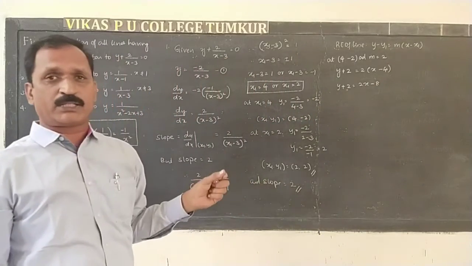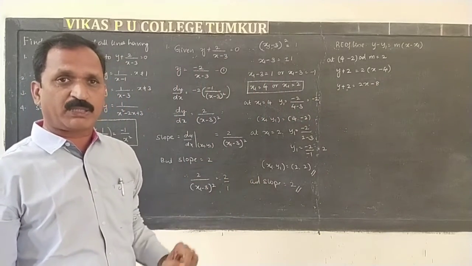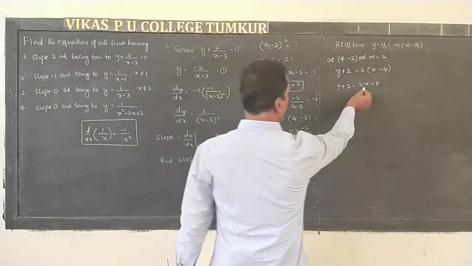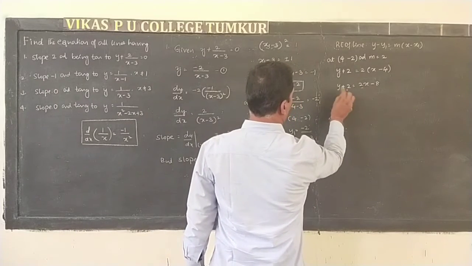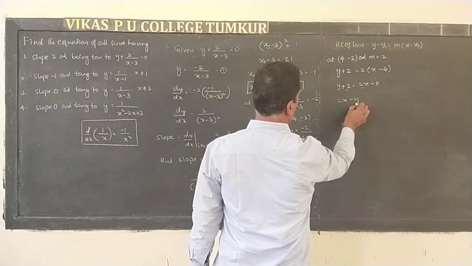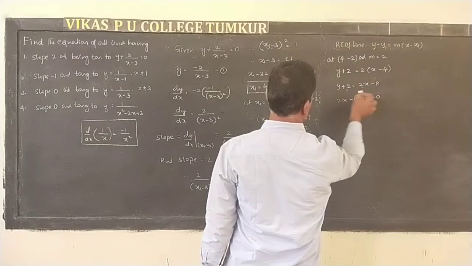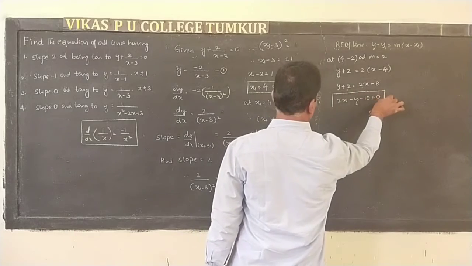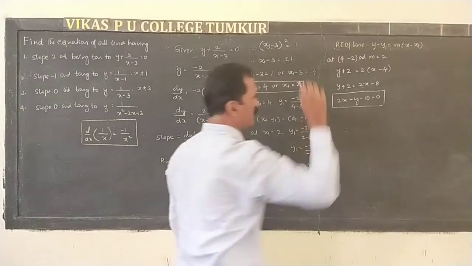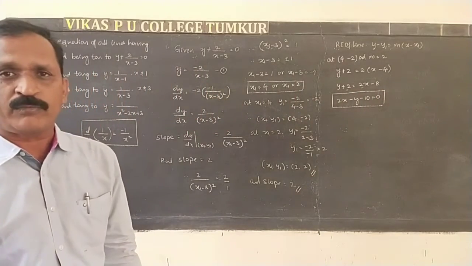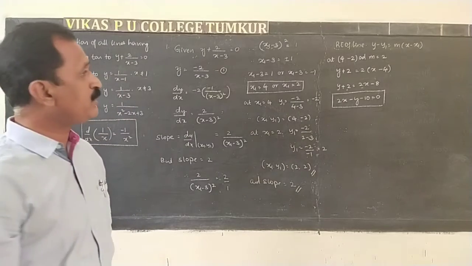Rearrange the equation in the form of ax plus by plus c equals 0. So 2x, bring y and 2 to the other side: 2x minus y minus 8 minus 2, that is minus 10, is equal to 0. This will be the first equation of line. I want to find one more equation.